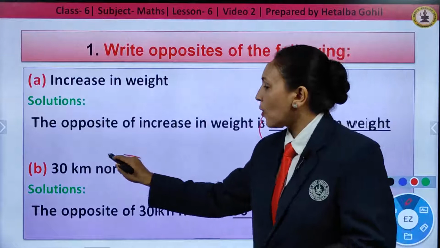Which point marked on this number line has the least value? Children, when you see the number line, you will come to know that the least means the lowest number you can find on the number line. We know that the negative numbers are always smaller than the positive numbers, right? So the least value you will find on the number line will be minus 10.